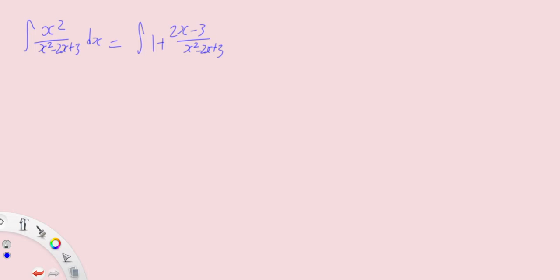I go through my head, this is literally what happens in my head. So x squared divided by x squared minus 2x plus 3, clearly it's going to be 1. Then I'm going to minus x squared minus 2x plus 3. Because there's a minus sign outside, I'm left with 2x minus 3 inside. So that's how I do a long division. Nonetheless, this is what you're going to get: the integral of 1 plus (2x minus 3) over (x squared minus 2x plus 3) dx. So 1 becomes x, that one's pretty obvious.